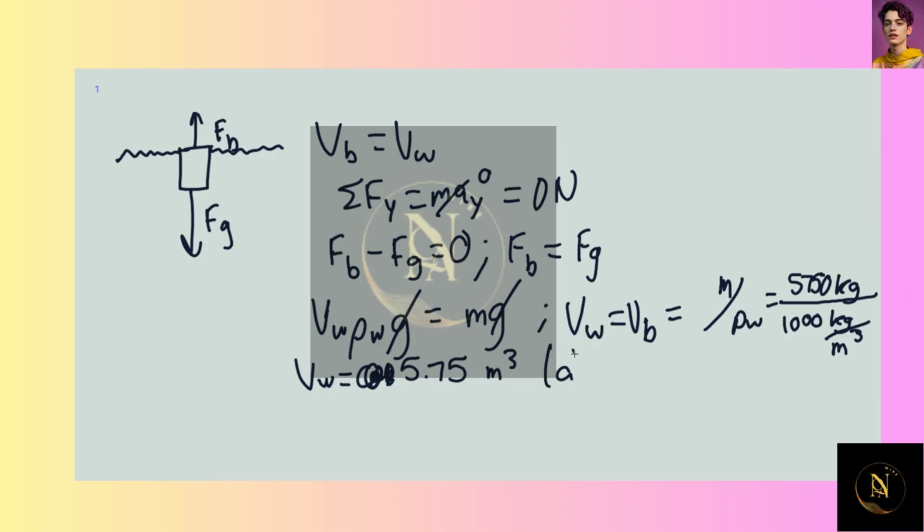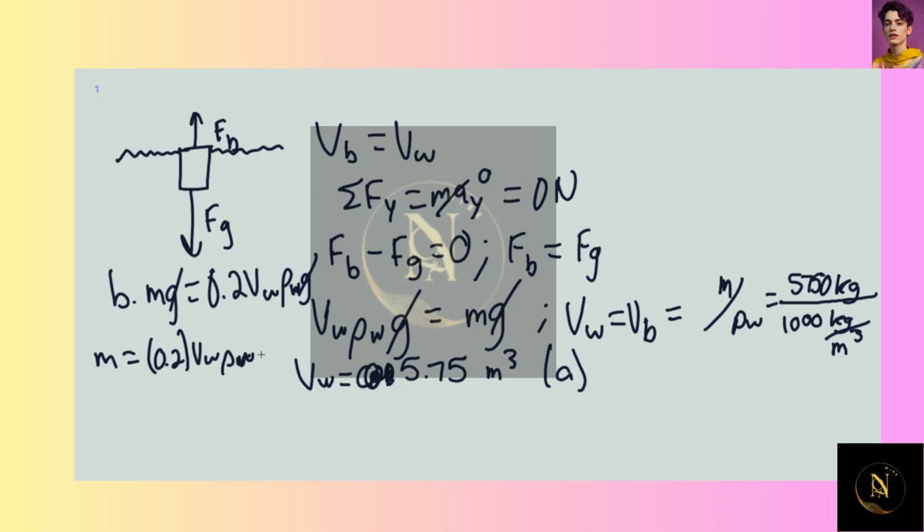This is part A. So part B will be the mass times gravity, so the weight of the boat, must equal 0.2 times the volume times the density of the water times the acceleration due to gravity. The gravity, of course, cancels out, and the mass that we are looking for is simply 0.2 times the volume of water that's being displaced times the density of water.